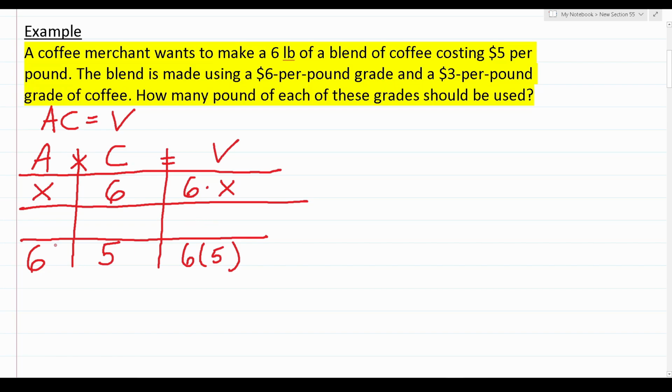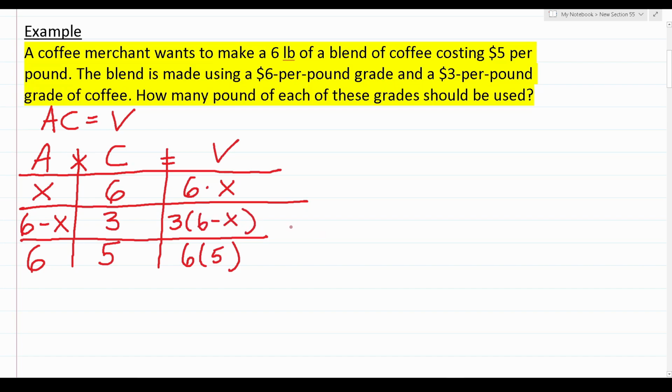All right. Now, here's where the logic of this problem comes in. So we know in total, we're going to have 6 pounds of coffee, and this $6 blend is going to account for X of those pounds. Well, that means that this $3 per pound grade of coffee is going to be 6 minus X pounds. And again, we know that that is $3 per pound. So the value here, again, it's A times C. That's going to be 3 times 6 minus X.